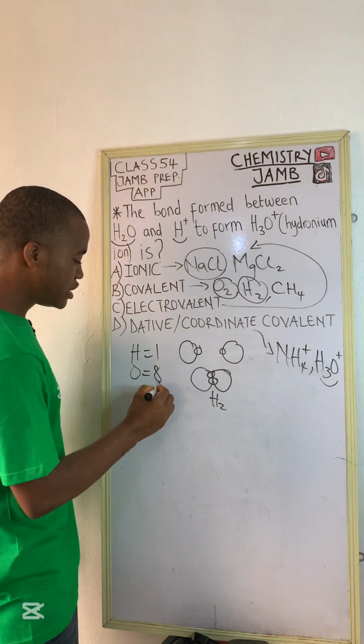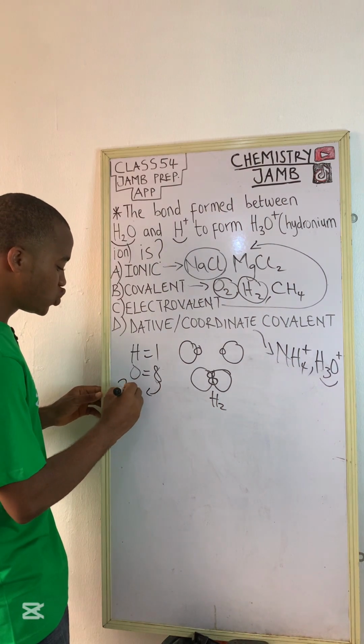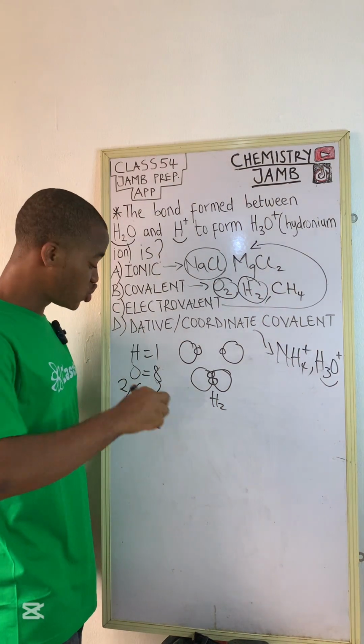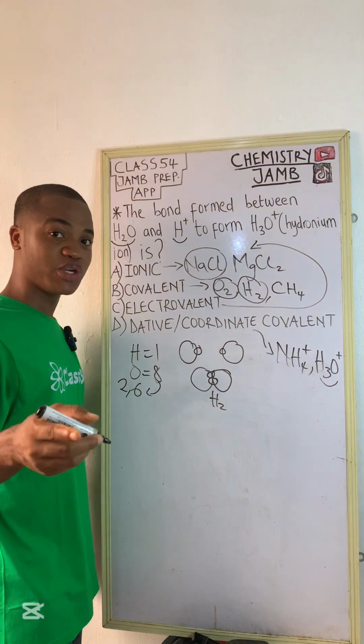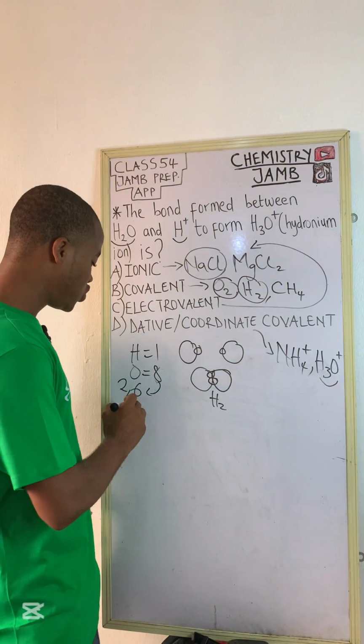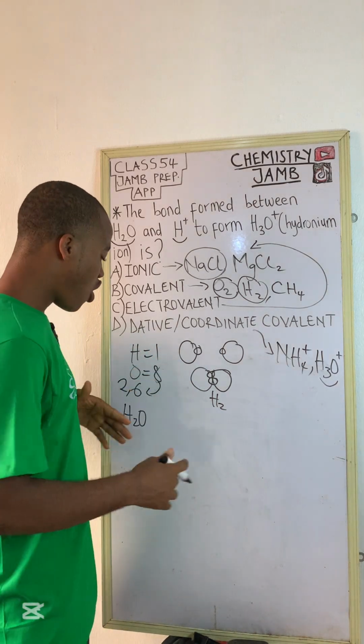So now what is the electronic configuration of oxygen? We know that it's 2, 6, right? It has 2 electrons in its first shell and 6 electrons in its valence shell. So let us try to draw H2O showing its electrons, or the bonding formation of H2O.